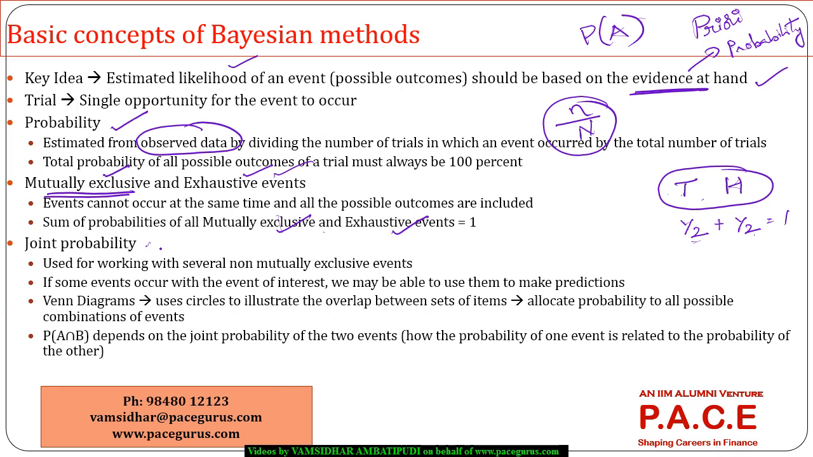And another important concept, joint probability. When we are working with several non-mutually exclusive events, A, B, C, D, I am talking about all these various events. So if some events occur along with some other event, probably if a rainfall is occurring along with the thunder, then whenever a thunder occurs in the future, I may really find out what is the chance that a rainfall will occur. So this is what is the basis behind the joint probability.